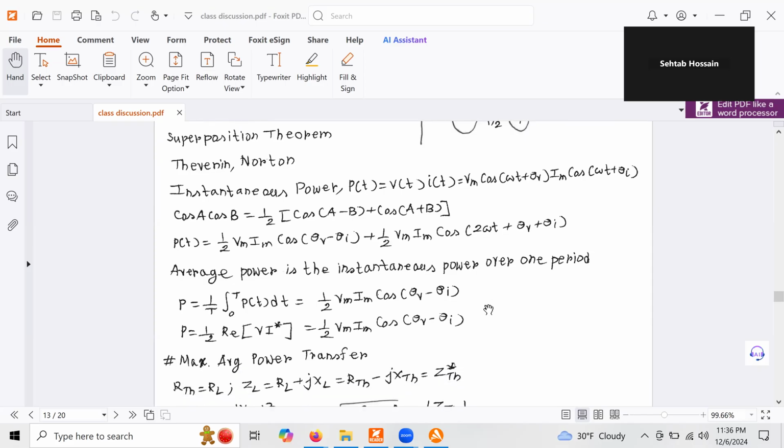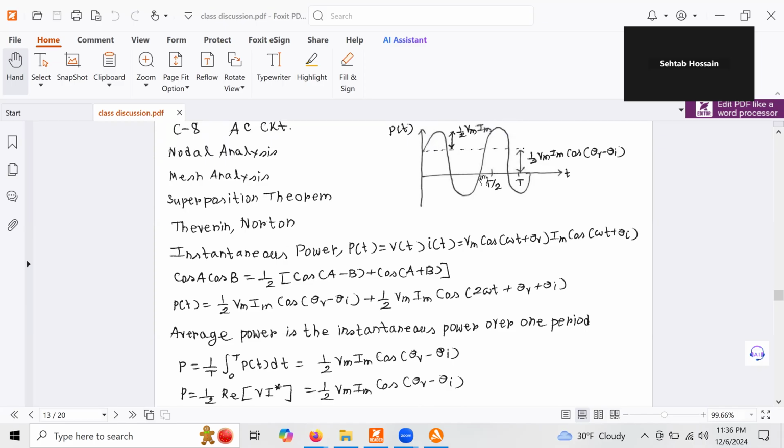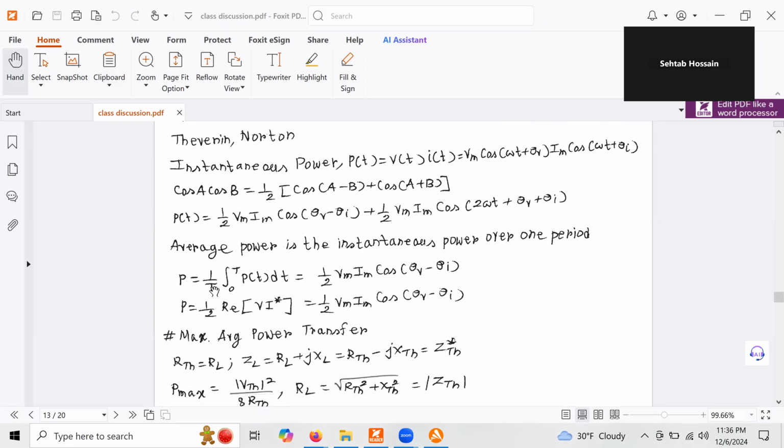So average power is the instantaneous power over one period. So from here to here, this is one period over here. So this part is the average power. So 1 over T, where capital T is the period, integrate from 0 to T, p(t) dt. Then we integrate this part. We can also express it without integration this way, half of the real part of V I conjugate. So it will be just like this.